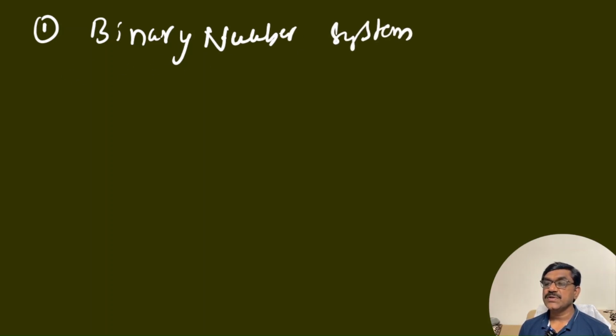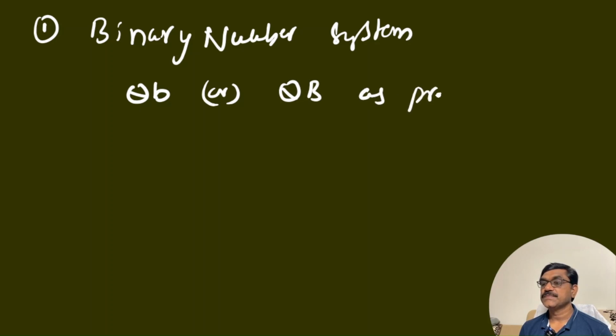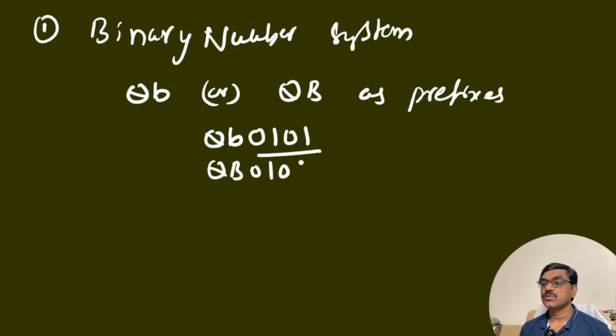To represent an integer using a binary value, we add 0b or 0B as a prefix. For example, I want to represent the integer in the form of 0101. Before this, you have to add 0b or 0B, giving 0b0101. We can use 0b or 0B as prefixes to indicate a binary number as an integer.